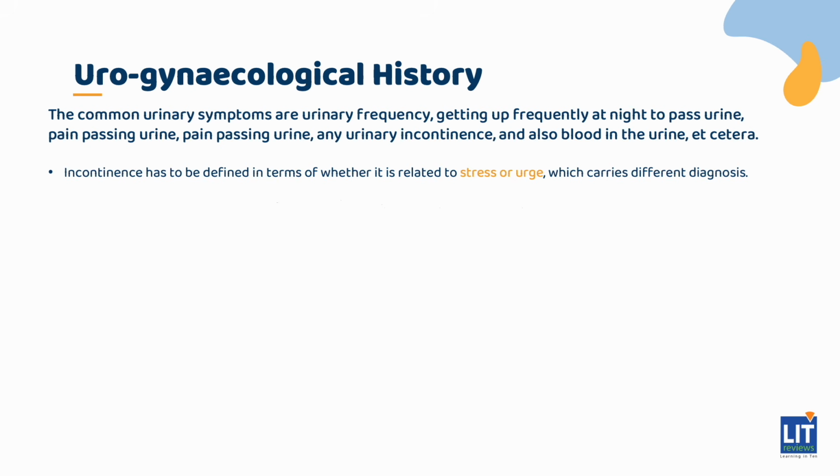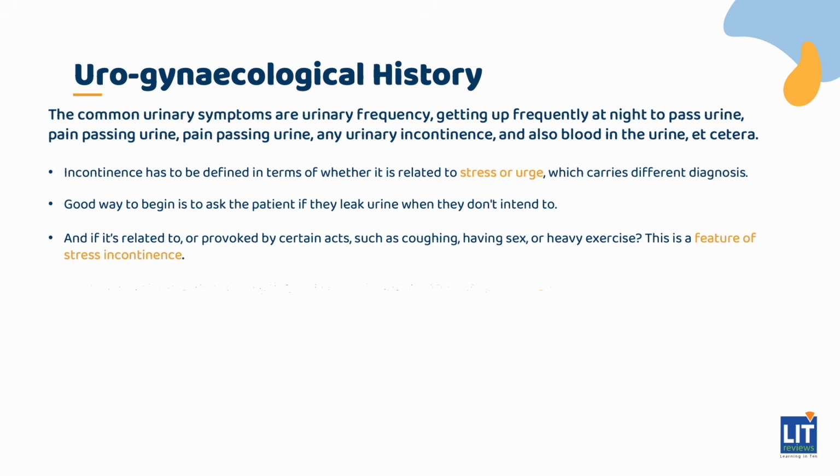Incontinence has to be defined in terms of whether it is related to stress or urge, which carries different diagnoses. Hence, ask about stress urine incontinence. A good way to begin is to ask if the patient leaks urine when they don't intend to, and if it's related to or provoked by certain acts, such as coughing, having sex, or heavy exercise. This is a feature of stress incontinence.